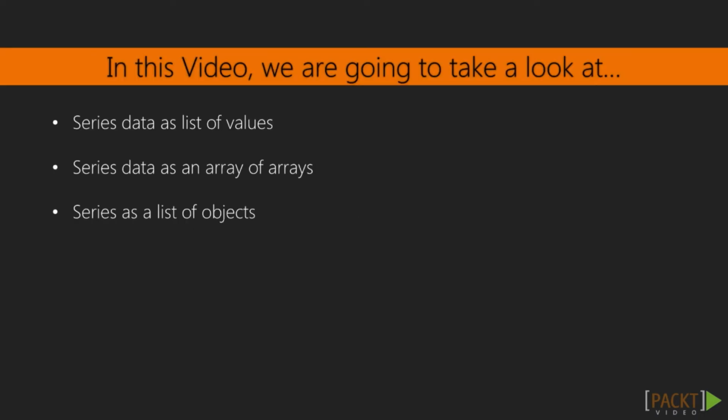In this video, we are going to take a look at an example of how a list of values, a simple array, can be set as the series data. Then, we look at how an array of arrays can be used for data part of the series. And lastly, we use an array of objects for the same purpose.